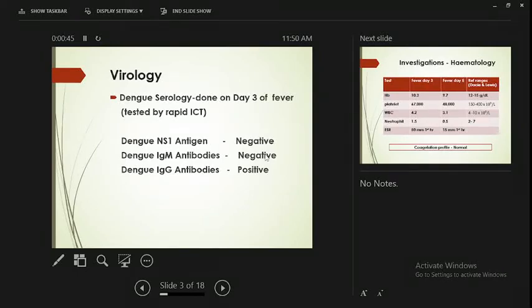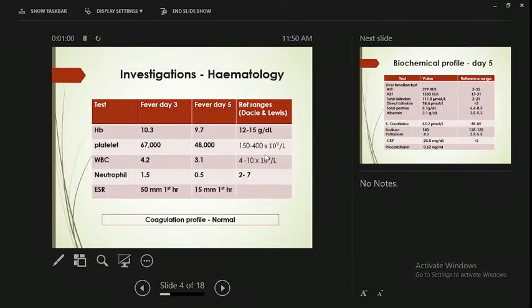She came with a dengue serology report done at day 3 of fever. Dengue NS1 antigen and dengue IgM antibodies were both negative, and dengue IgG antibodies were positive. There were significant derangements in hematological and biochemical parameters. The full blood count showed persistent anemia, thrombocytopenia, and leukopenia with neutropenia, and the coagulation profile was normal.